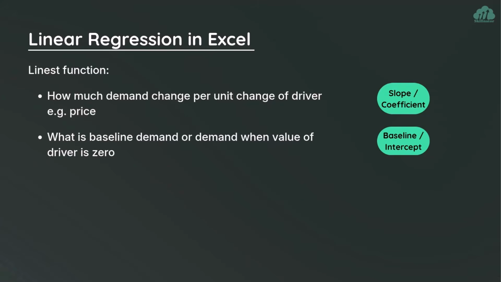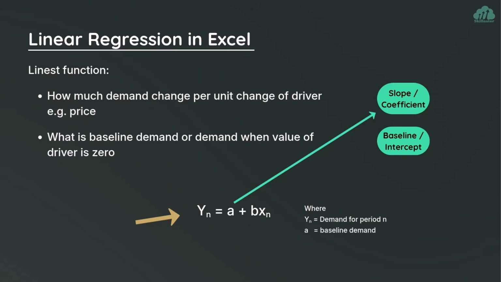So when we use the LINEST function, we get 2 key outputs. The slope, which measures by how much the demand fluctuates due to change in price, and the intercept, which represents the baseline demand. Once we have these 2 values, we can estimate the demand for future months using a simple equation. Here in this equation, yn is the demand in period n, which we're going to find out. A is the intercept or baseline demand, which we're going to get from the LINEST function. B is the slope or coefficient. We're also going to get this from the LINEST function. And x is the price in period n, which we're going to get from our price forecast.